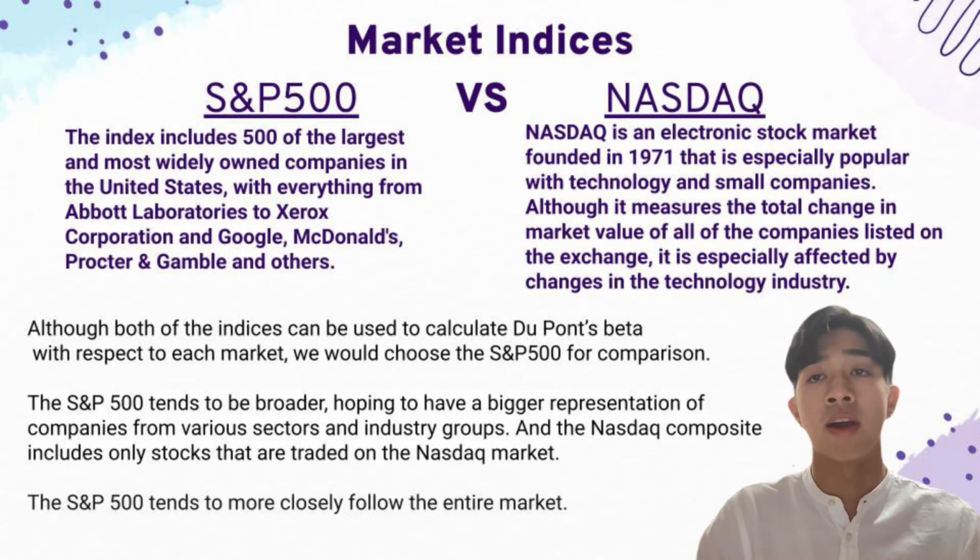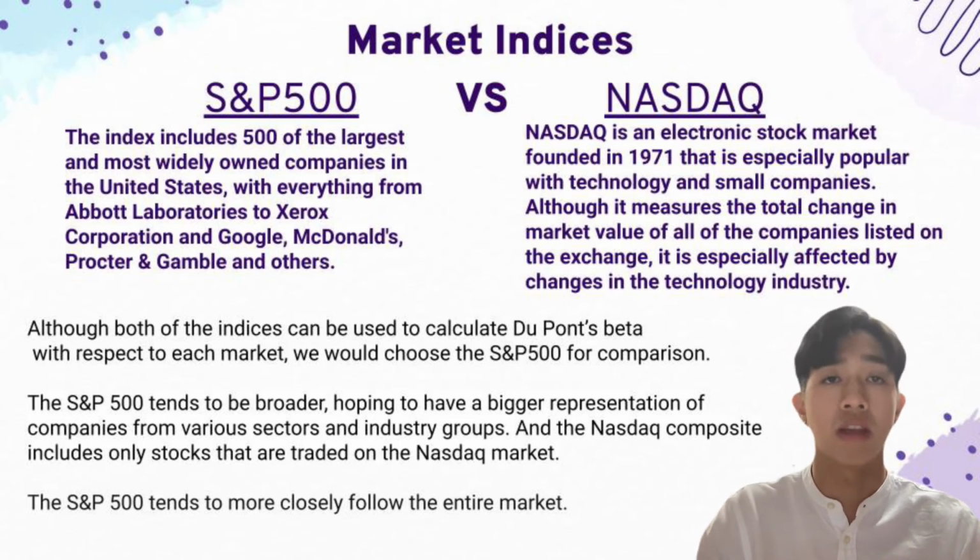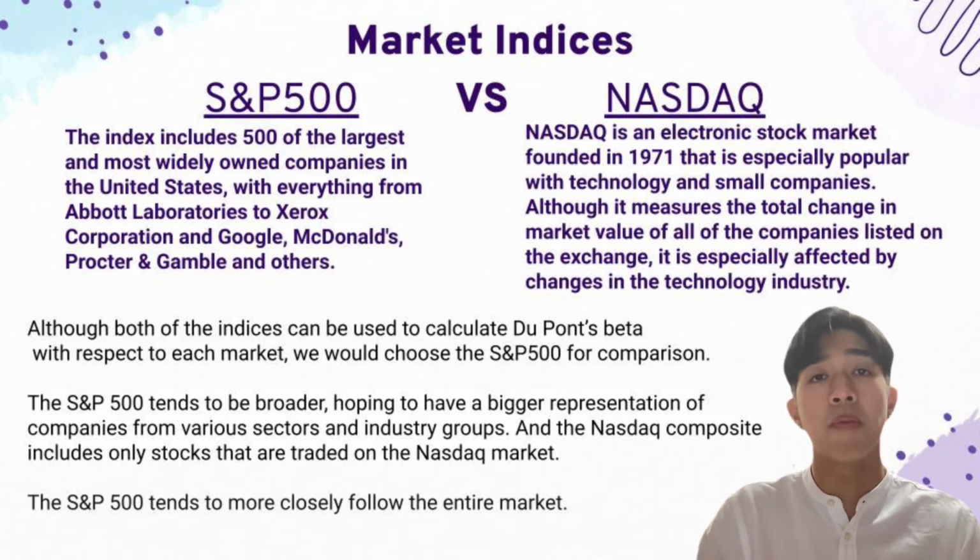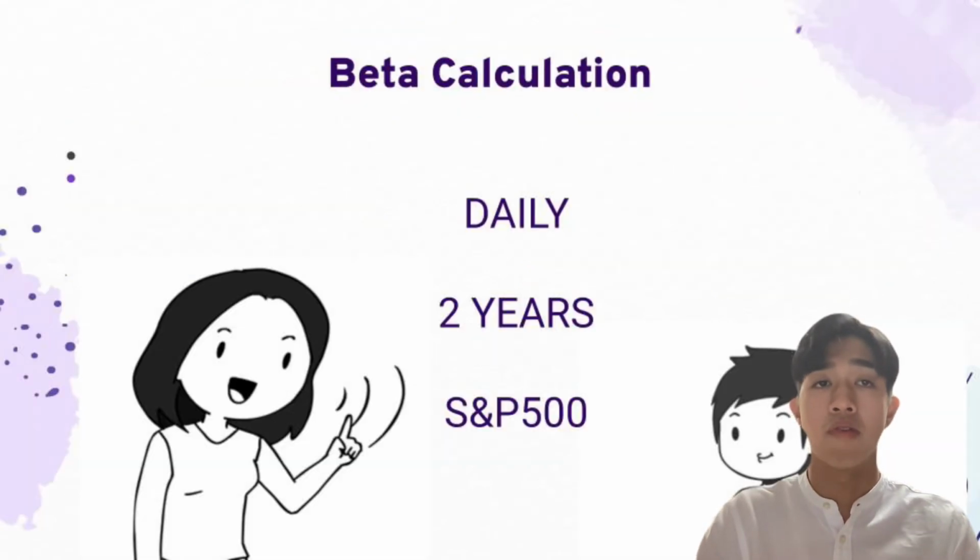The S&P 500 tends to be broader, having a bigger representation of companies from various sectors and industry groups, and the Nasdaq Composite includes only stocks that are traded on the Nasdaq market. The S&P 500 tends to more closely follow the entire market. Therefore, Pauline recommends Pony to calculate Dew Point's beta value against the S&P 500 over a time period of 2 years, estimated on the basis of daily returns.